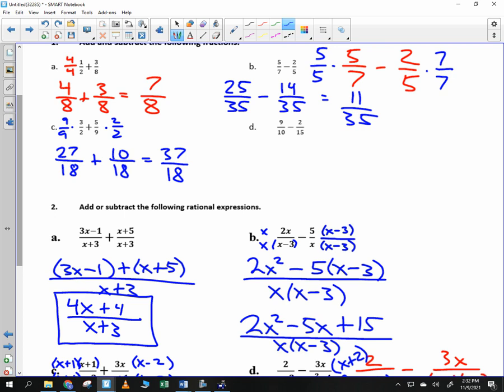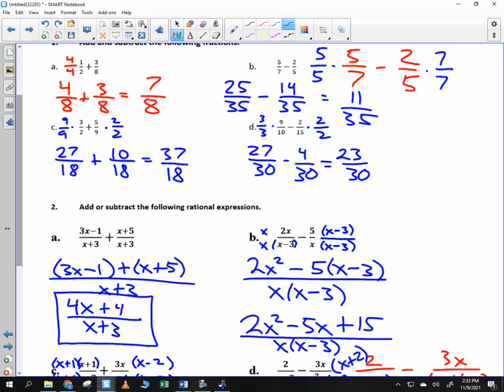Our last one, should our least common multiple be 150? No, what should our least common multiple be? 30. So I'll multiply the top and bottom by 3. And on this side, I'll multiply the top and bottom by 2. So having some number sense and seeing that least common multiple is important. 27 over 30 minus 4 over 30. 23 over 30.